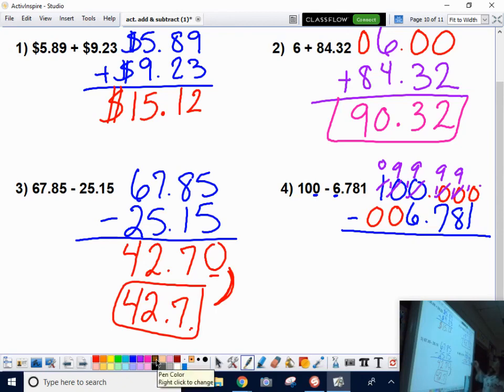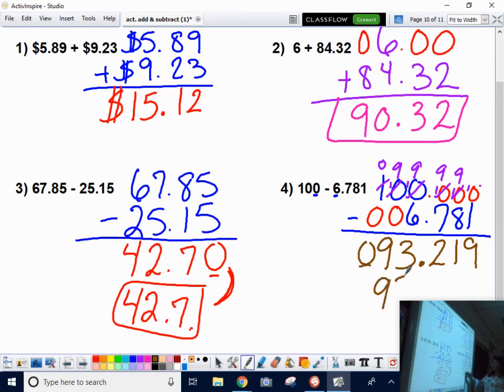That was fun. You should have done 10 minus 1, 9. 9 minus 8 is 1. 9 minus 7 is 2. Don't forget your decimal. 9 minus 6 is 3. And 9 minus 0 is 9. 0 minus 0 is 0. Remember, do I need that 0 here? No, not needed. So your correct answer would have been 93 and 219 thousandths. Okay? Hopefully you got those right.